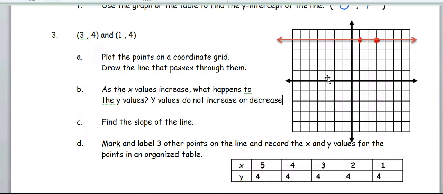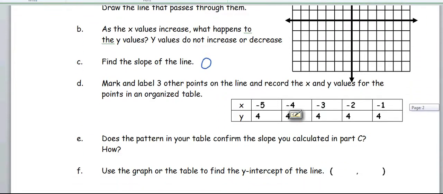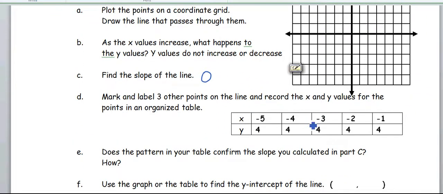Find the slope of the line. Well, this is kind of interesting. So if I go from this point here on the left to this point on the right, I do not go up any at all, but I go to the right 2. 0 divided by 2 is 0. And my next part, D, mark and label 3 other points on the line, record the x and the y values.